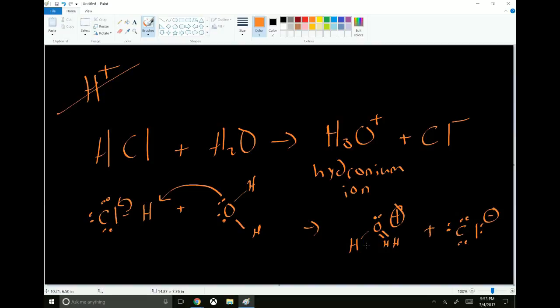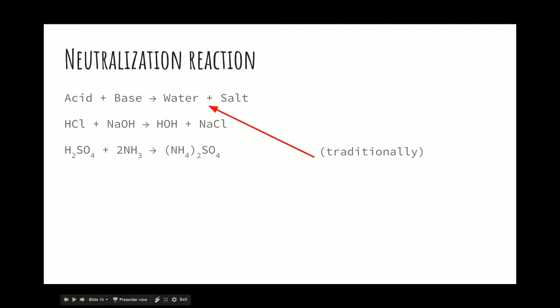And even though they don't necessarily technically exist, we often do talk about free protons floating around, just because it's simpler, it's slightly faster to write it out that way. So next we have our neutralization reactions. Neutralization is what you get when you mix an acid and a base. They react together and sort of, not entirely, eliminate one another's acidity and basicity.